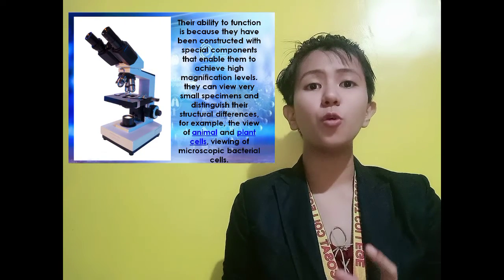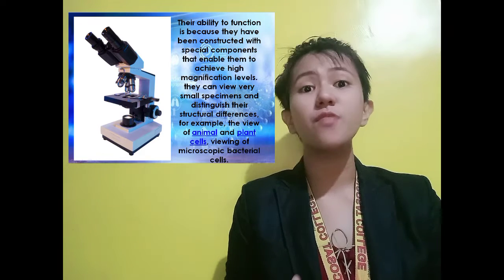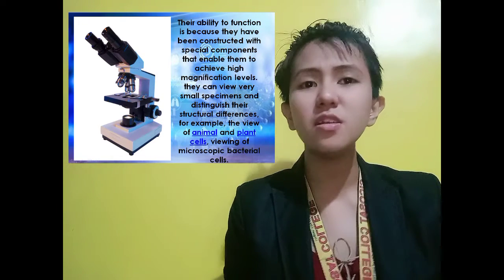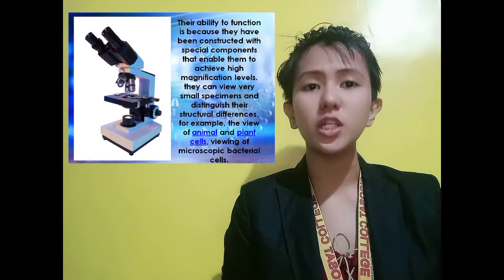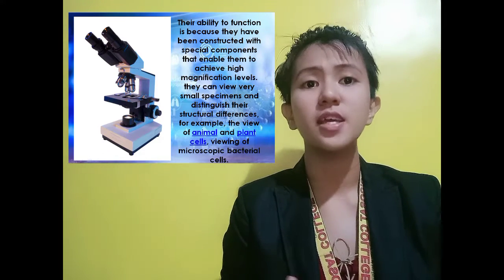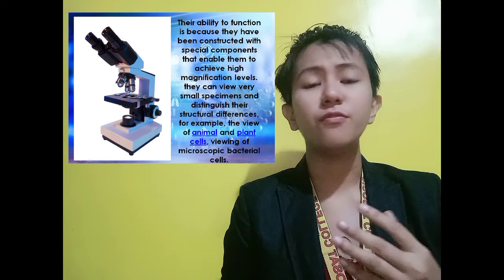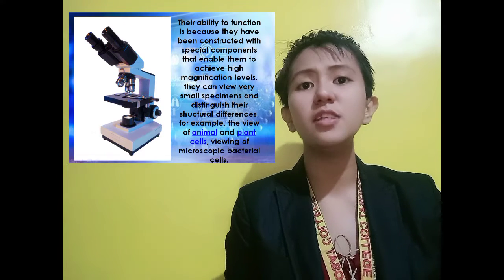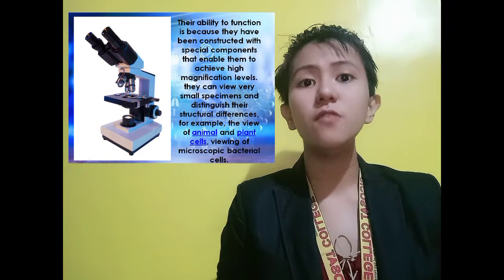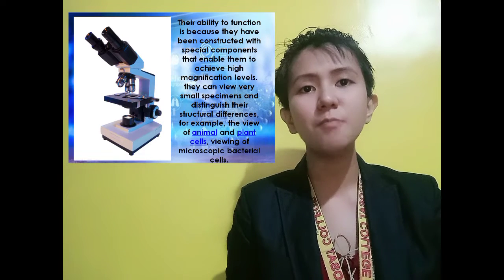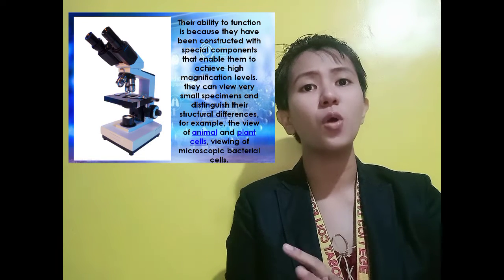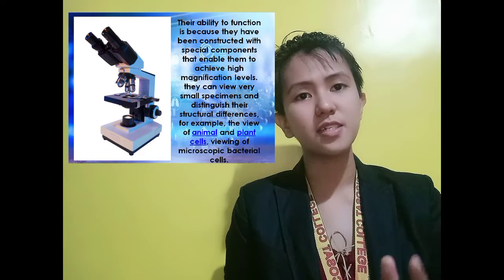So, microscopes are able to function because they have been constructed with special components that enable them to achieve high magnification levels. They can view small specimens and distinguish their structural differences. For example, viewing animal and plant cells, and viewing microorganisms such as bacterial cells.